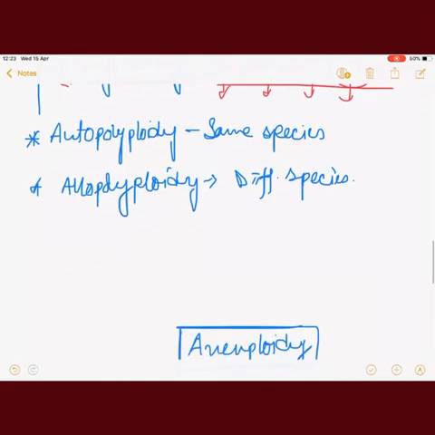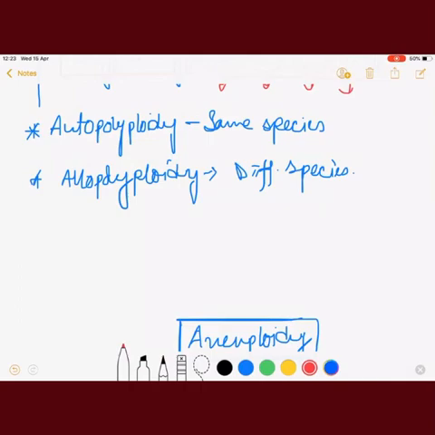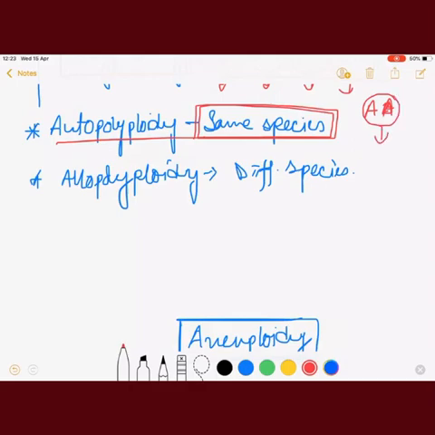The polyploidy can be autopolyploidy or allopolyploidy. What happens in autopolyploidy? In autopolyploidy, the chromosome number will be changed within the same species. Say, for example, one species has chromosome number AA. This is the normal diploid organism, and if we induce polyploidy here, it can become AAA, triploid, or if we induce more, it can become AAAA, tetraploid. The set of chromosomes will be changed, but the set will be of the same species.